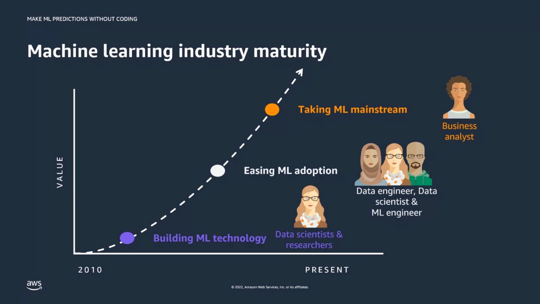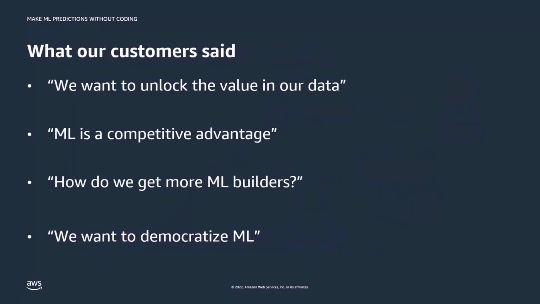Now, why do I say that? Well, this is what our customers were saying when they talked to us. They said, look, we want to unlock the value in our data, and we all recognize that machine learning is a competitive advantage. Often our conversations got to how do we get to more ML builders? And what they really were thinking about was, we want to democratize ML. So we want to have that value of ML everywhere in our organization. So that sounds pretty straightforward.